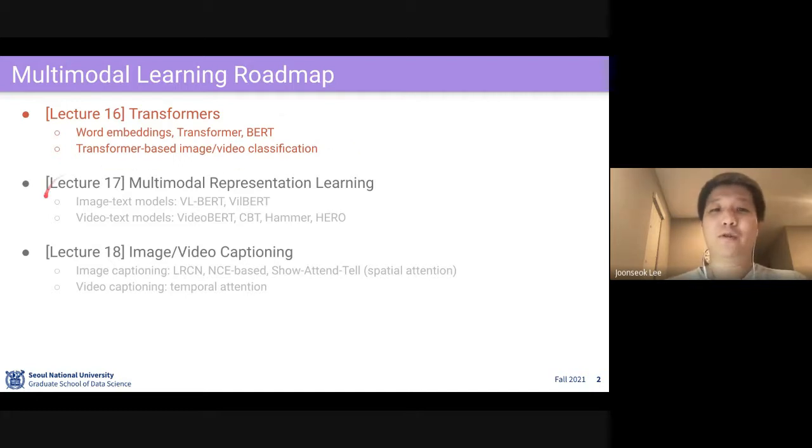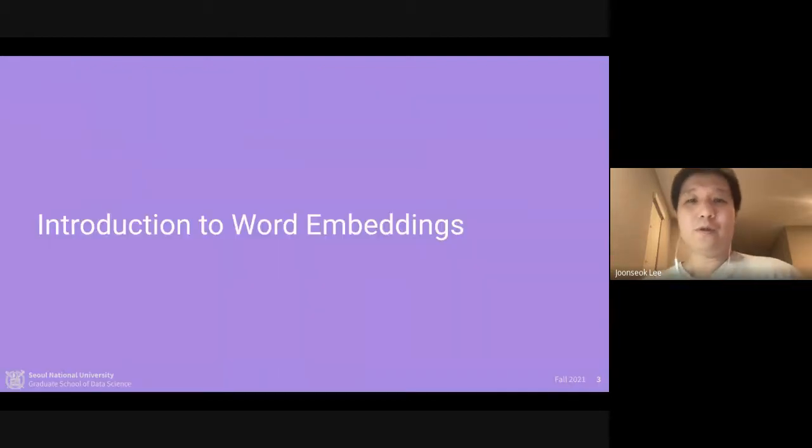Then we are going to talk about multimodal representation learning in lecture 17, followed by image and video captioning in the next lecture. This part is slightly shorter. So we're going to cover these three lectures in the next three or four classes. First, an introduction to word embeddings.